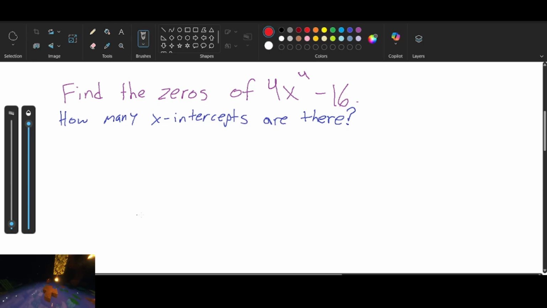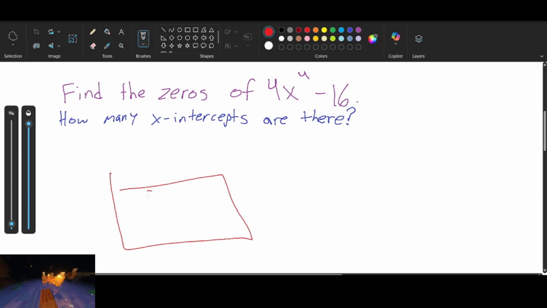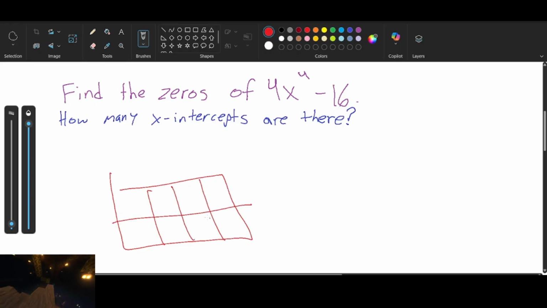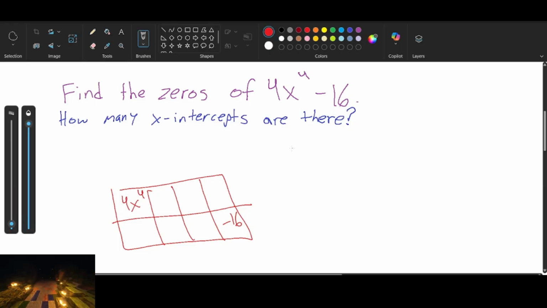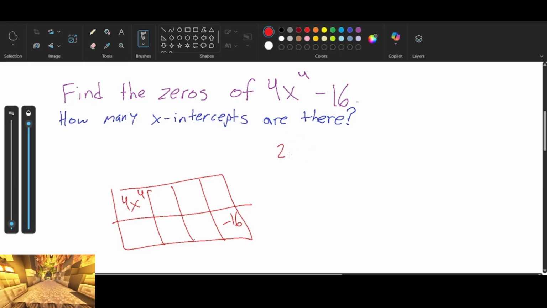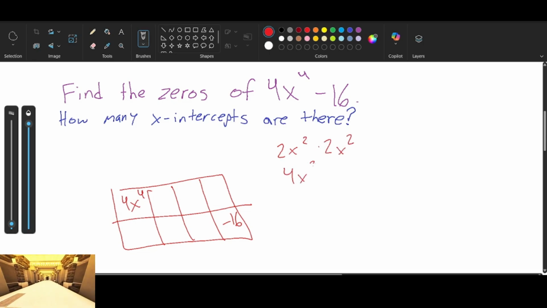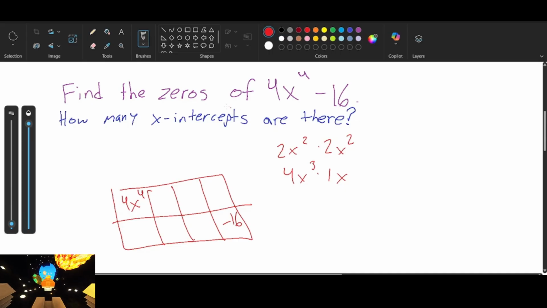I see that I have a degree 4. So I would think, oh, this is going to be like a 4 box wide box. And you could keep it as a 4 box, or like 4 wide. I know that 4x to the 4th goes up here. Negative 16 goes in my bottom right. Well, I know that in this case, there's really only a couple things that can get us 4x to the 4th, right? I could have 2x squared times 2x squared. I could have 4x to the 3rd times 1x. Those technically do work.